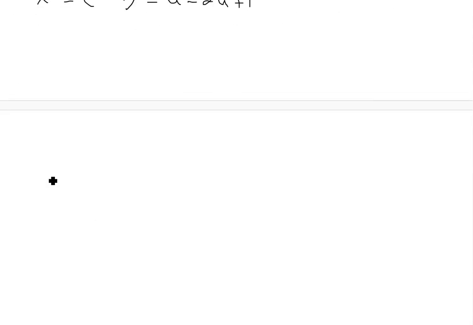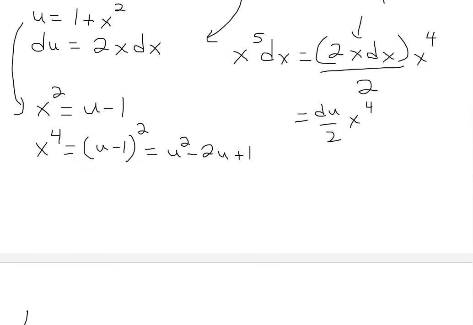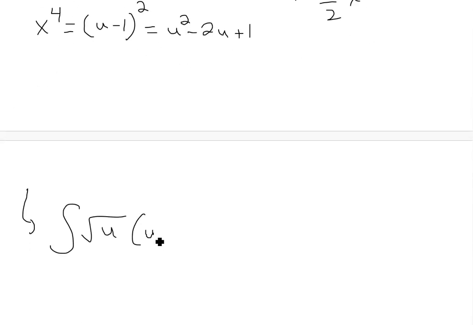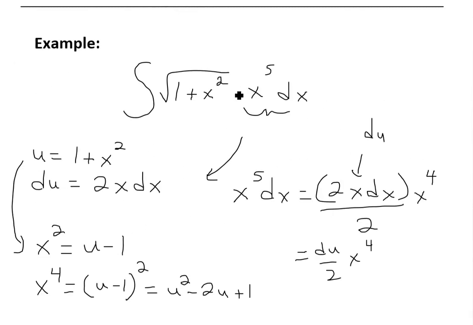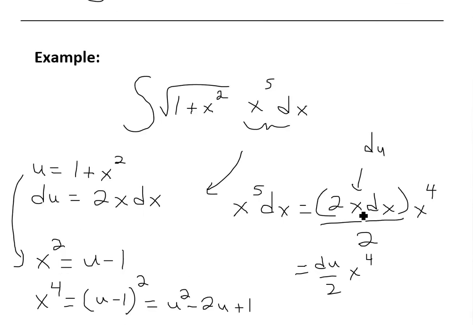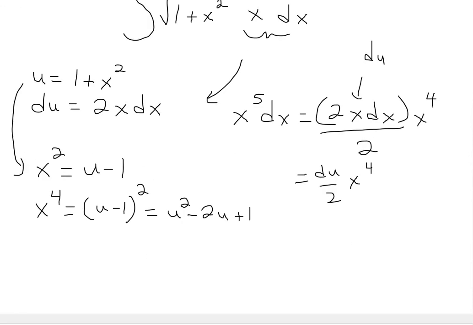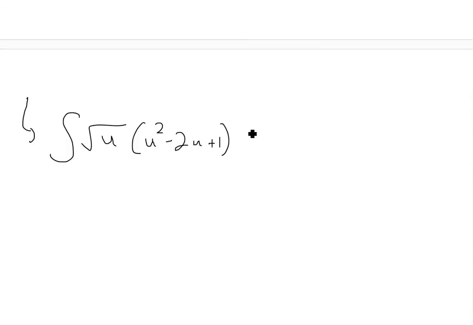So now this will equal the square root of u. And now the x to the fourth has become this part here, which is u squared minus 2u plus 1. And the x dx is going to be du over 2. So we have this part right here, du over 2.